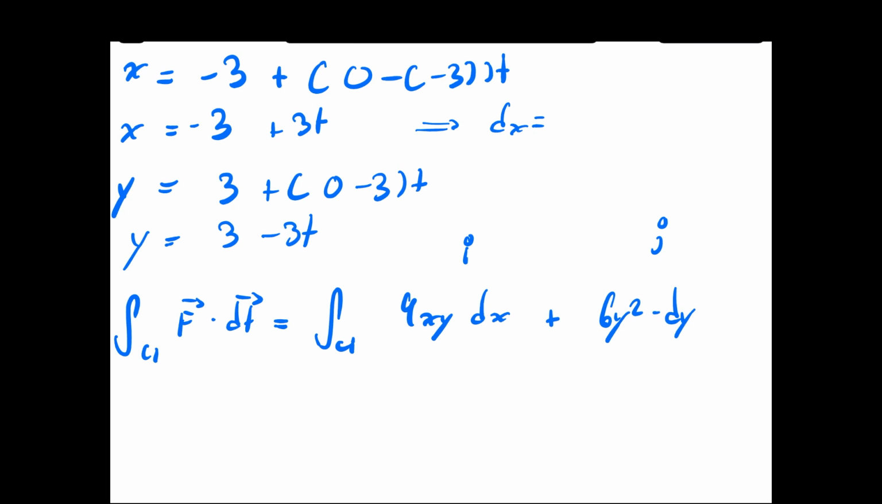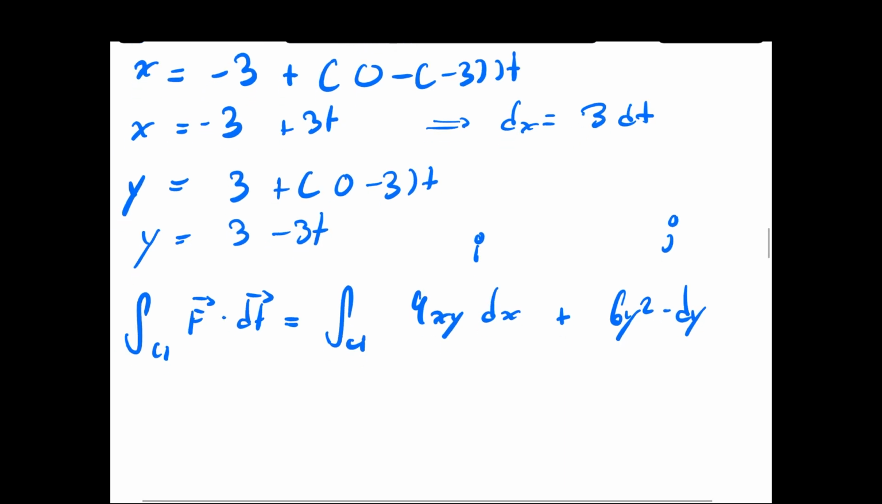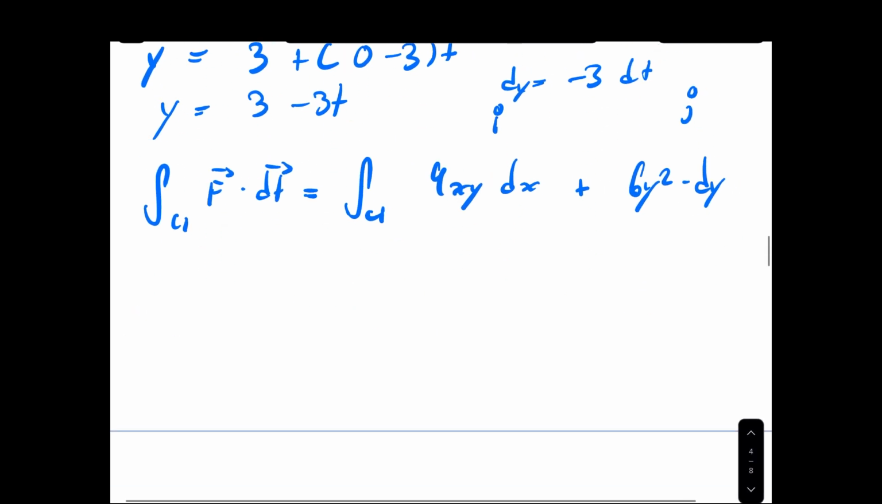Okay. So we get just 3t, or just 3 dt. And then for dy, we're going to get -3 dt. Okay. And you're going to sub in everything that you got.